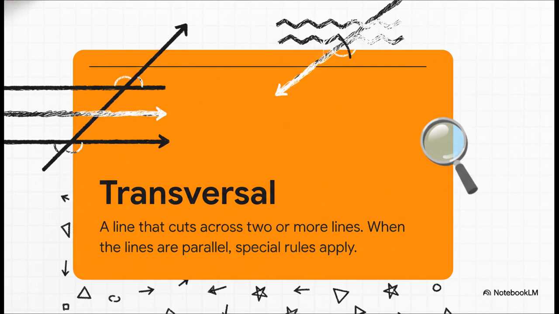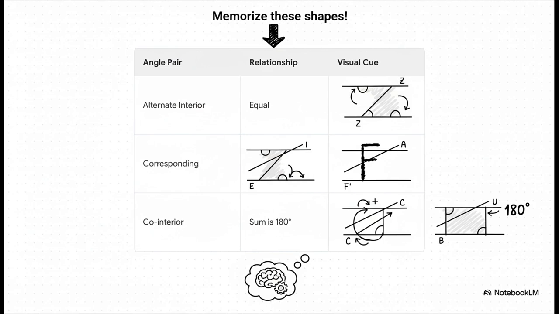Transversal sounds like a fancy word, but it's not. It's just any line that cuts across at least two other lines. That's all. But the real magic happens when the lines it cuts through are parallel. That's when all the special rules suddenly appear. And this table is your golden ticket.